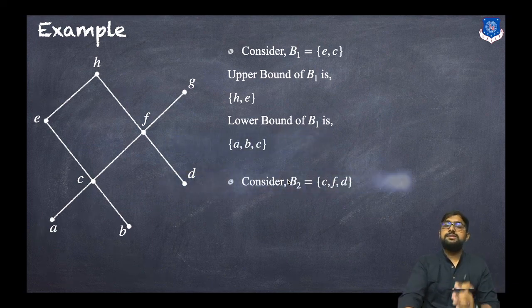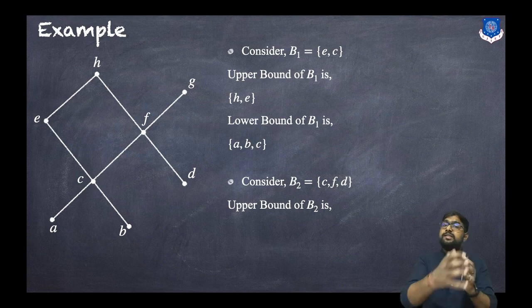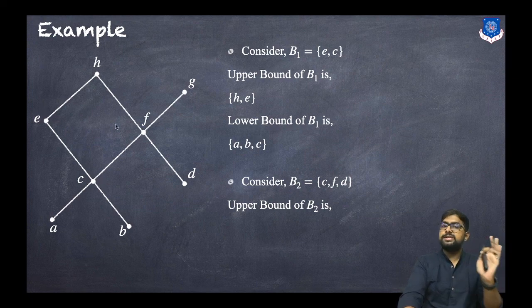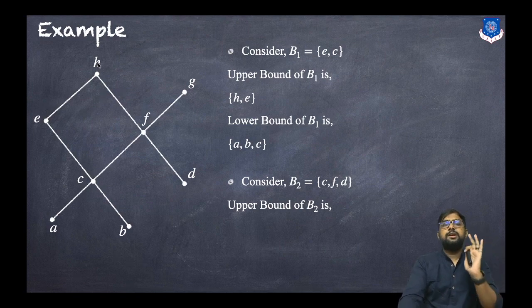Now let us discuss another set, that is C, F and D. Okay. So for C, F and D, what are the upper points? So E, H and G, they are the upper points. Fine. Now can we go from, just fix E. Now can we go from C to E? Yes. Can we go from F to E? No, because for that we need to go in the downward direction. So E is cancelled.